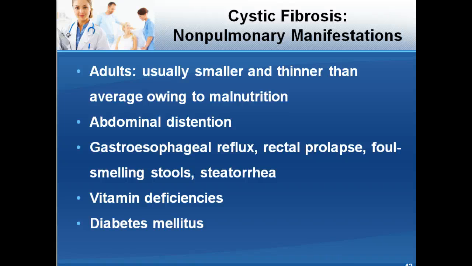Sometimes you'll see them and they'll be real skinny and they'll have a little abdominal distension. They'll usually have GERD or rectal prolapse. Usually they'll have foul smelling stools and steatorrhea. They usually have vitamin deficiencies, and a lot of times end up having diabetes. And this is because of the way that the mucus plugs and stuff really affect the organs. So this is the reason why a lot of times you'll see all these type of symptoms.